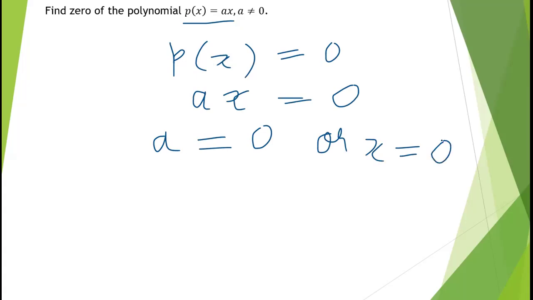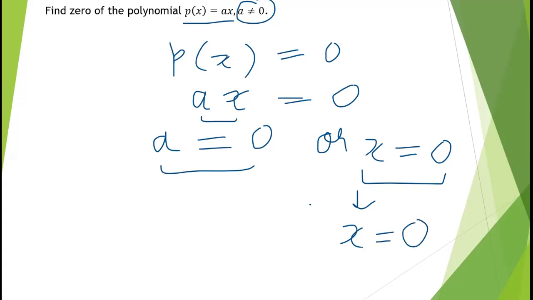How? This expression ax equal to 0 is possible only if either a is equal to 0 or x is equal to 0. Now in this question it is given that a is not equal to 0, which implies x equal to 0. So x equal to 0 is a zero of this polynomial. It means if we put x equal to 0 in p(x) equal to ax, we will get the value of the polynomial equal to 0.